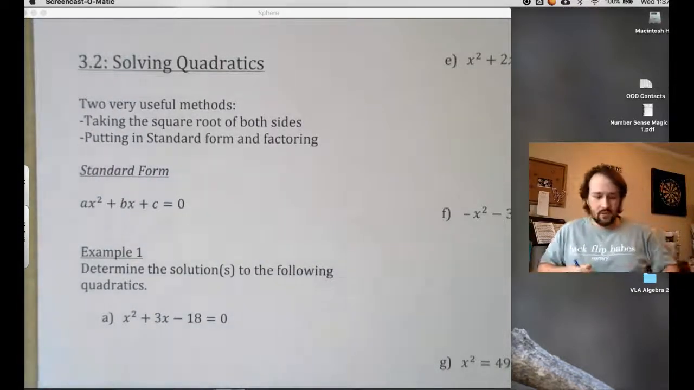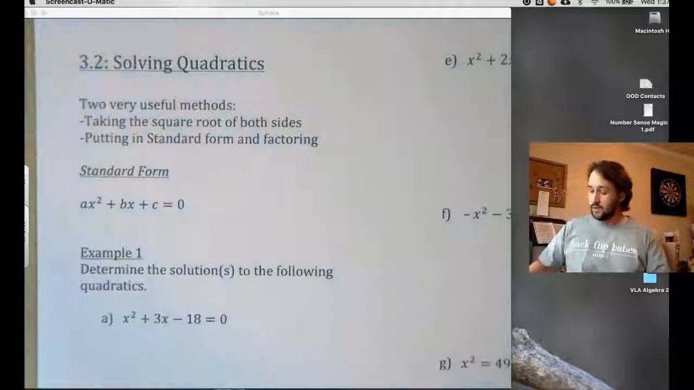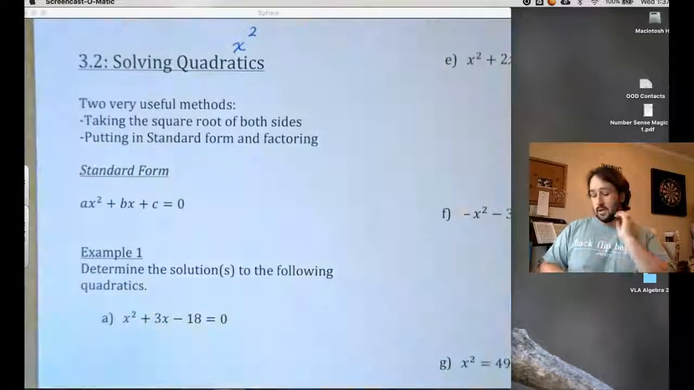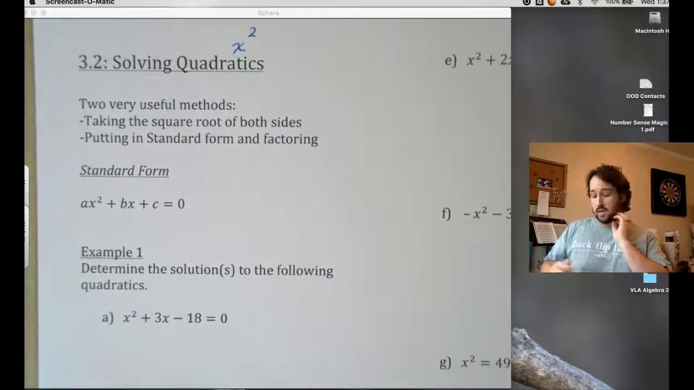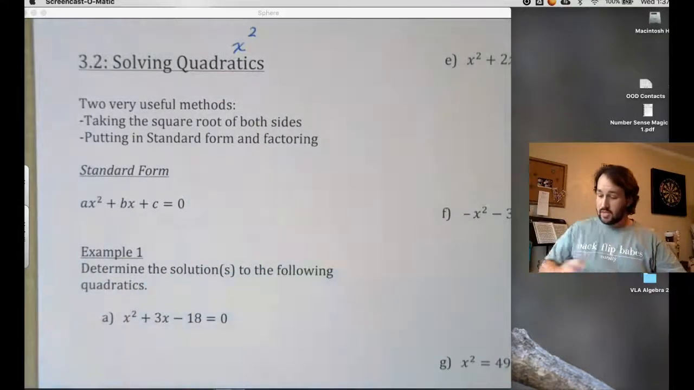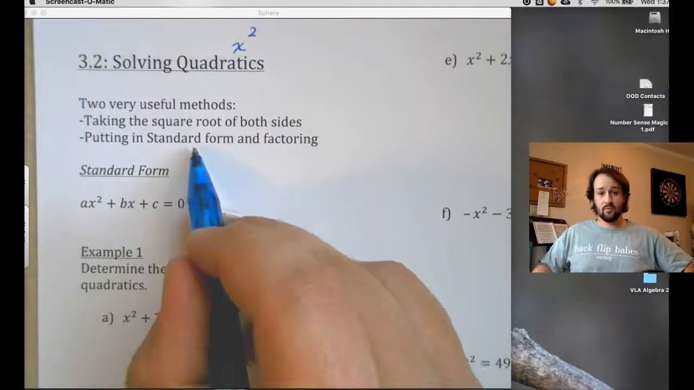In this video, like I was promising in the last video, we're going to be starting to solve quadratics. And don't forget, a quadratic just means that we have an x squared term. So all of these are going to have an x squared term. Two very useful things to help us solve are taking the square root of both sides, I'll show you when that comes up, or putting in standard form and factoring.